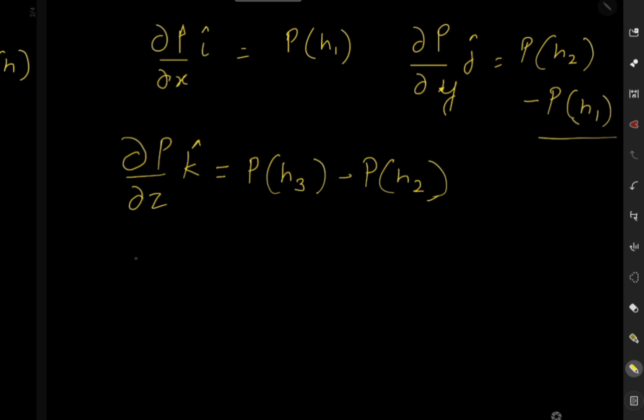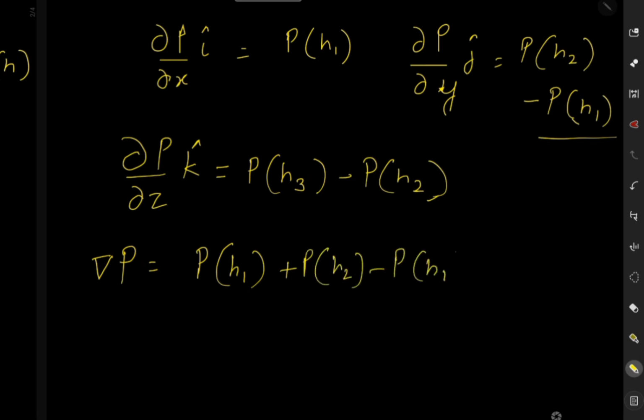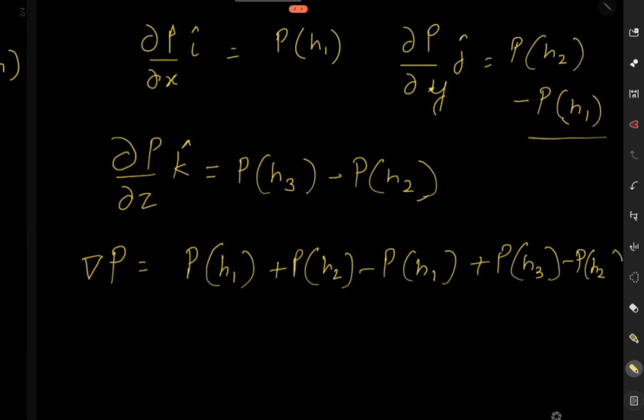So the total gain in potential is defined by gradient P, which will be summing all the terms. We will get PH1 plus PH2 minus PH2 plus PH3 minus PH2. So what is this? This is PH3. Okay, this will be cancelled. This will be cancelled.